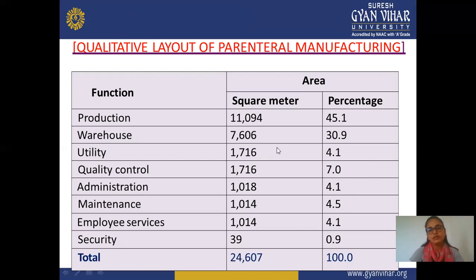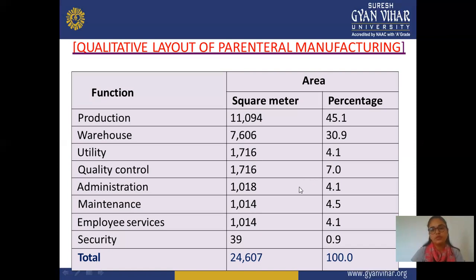And next is the warehouse, approximately 7,606, and the percentage is 30.9%. It is smaller than the production area, but it is also a large area. Next is the utility area, 1,716, and the percentage is 4.1%.